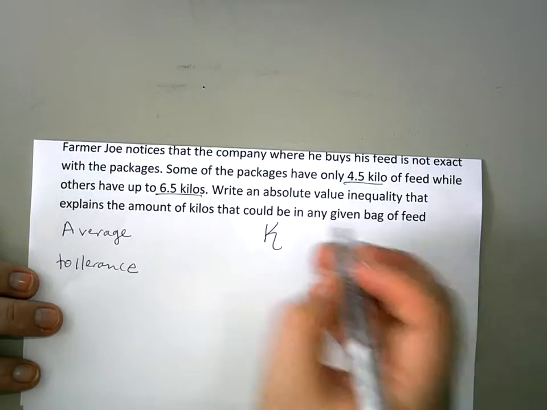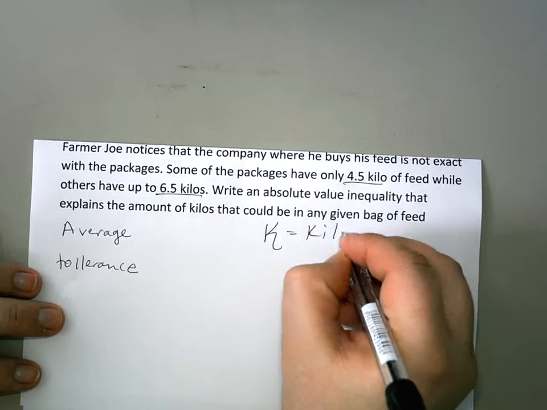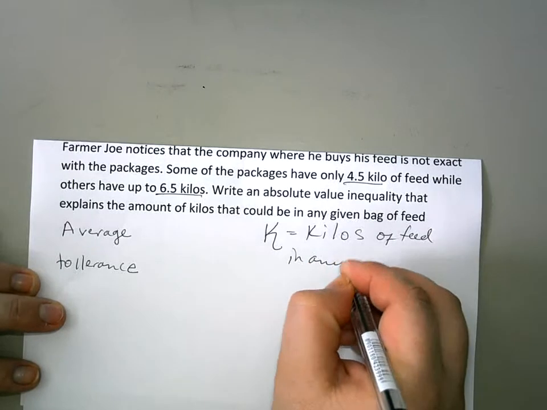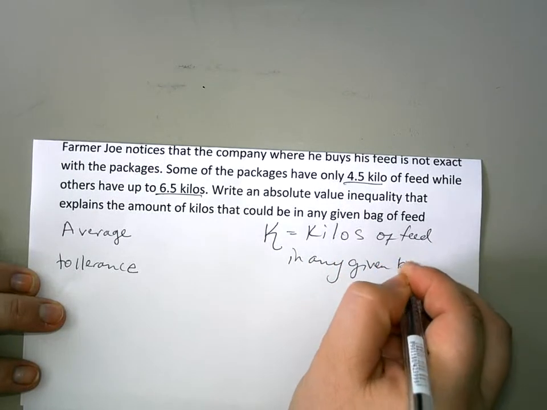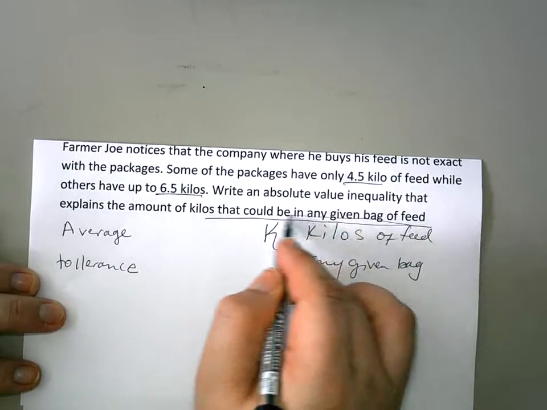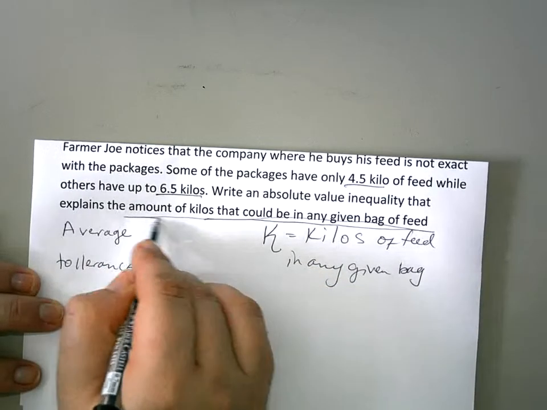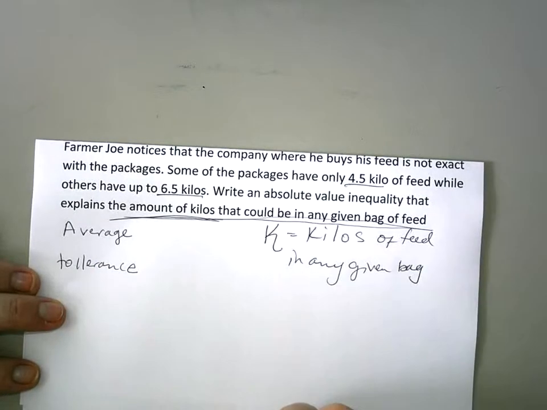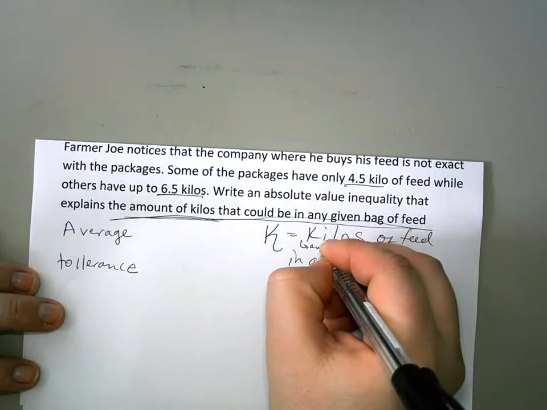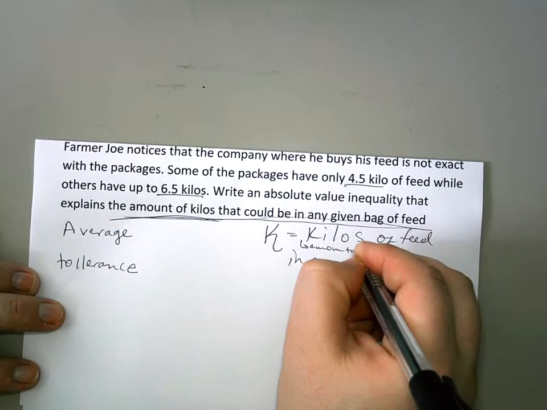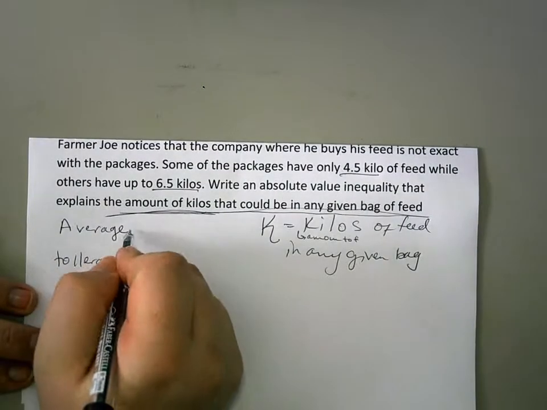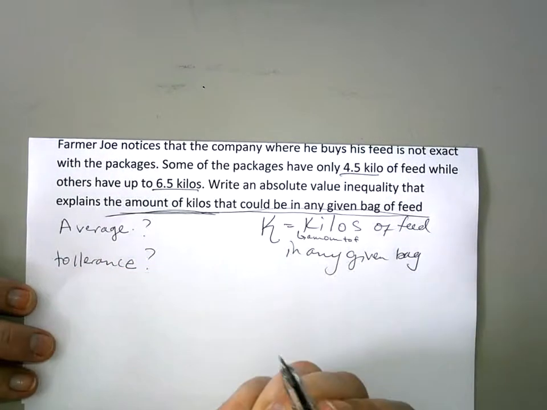So my variable is going to be K, and that's going to stand for kilos of feed in any given bag. Notice I pretty much copied the last sentence of the problem. In fact, I should add this amount of kilos. Alright, so now we have that defined. Now we have to find the average, we have to find the tolerance.